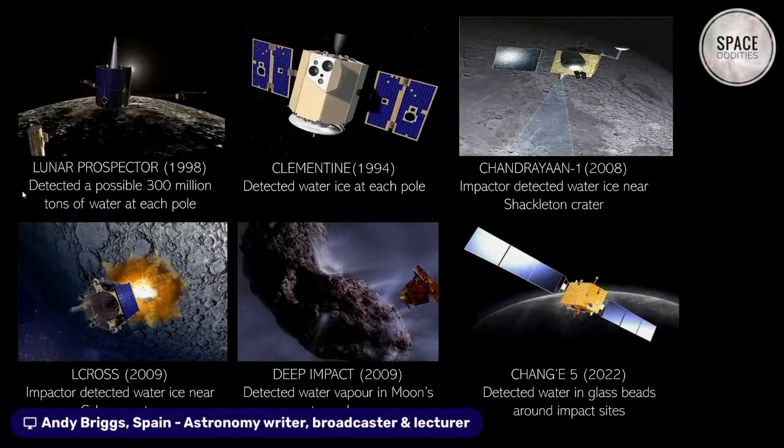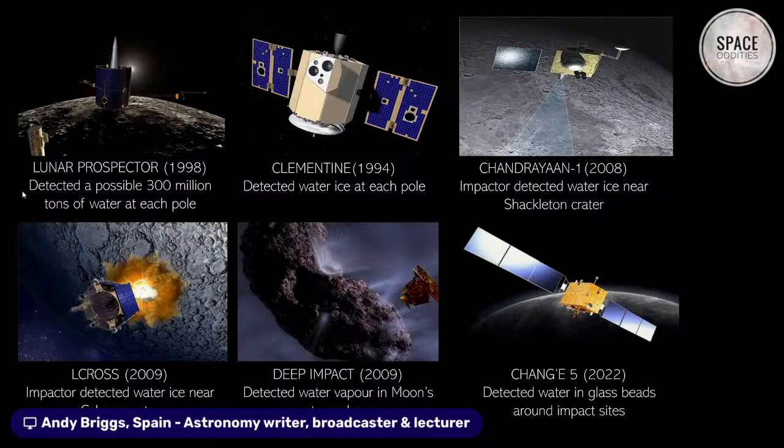Then we've got Clementine in 1994, which detected water at both poles. Chandrayaan-1, the predecessor of Chandrayaan-3, which is hopefully going to land on the moon on Wednesday, was an impact mission to slam an impactor into the moon, and it detected water ice near Shackleton crater. The LCROSS mission from NASA, again another impactor, detected water ice near Cabeus crater, another crater at the south pole of the moon. The Deep Impact mission, you may remember, NASA's wonderful mission to ram a probe or an impactor into an asteroid, and that was in 2009.